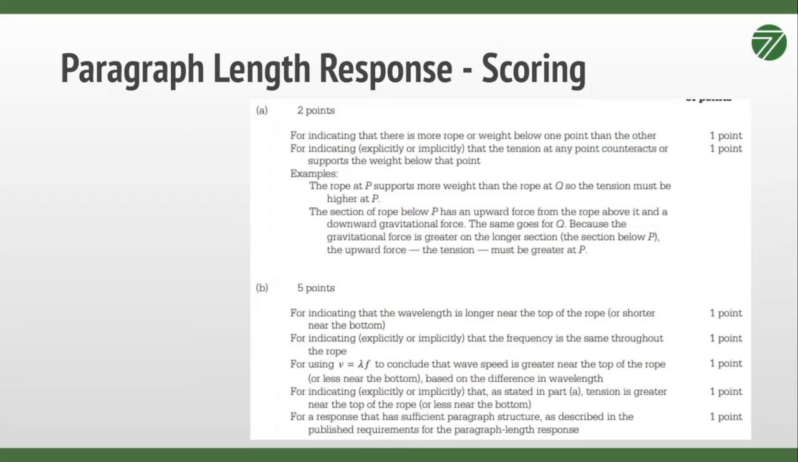So basically, if you just talk about how the weight at point Q is double the weight at point P because there's twice as much rope below, and therefore there's twice as much weight due to gravity, that would get you both of those points. You don't have to use their exact words. And then 5 points for the paragraph.